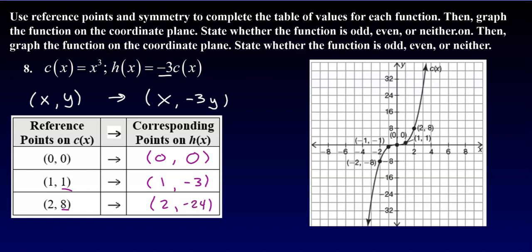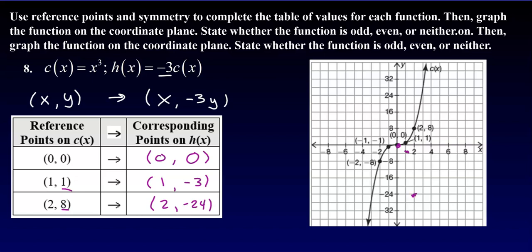We're going to take each of these points and plot it on the graph to the right. So I have a point at 0, 0. I have a point at 1, -3. And then we have a point at 2, -24. So right around here.